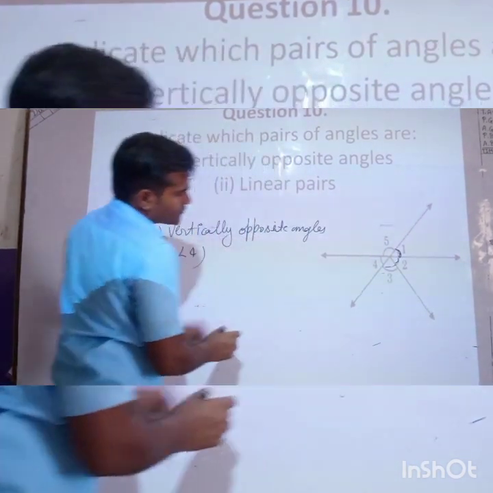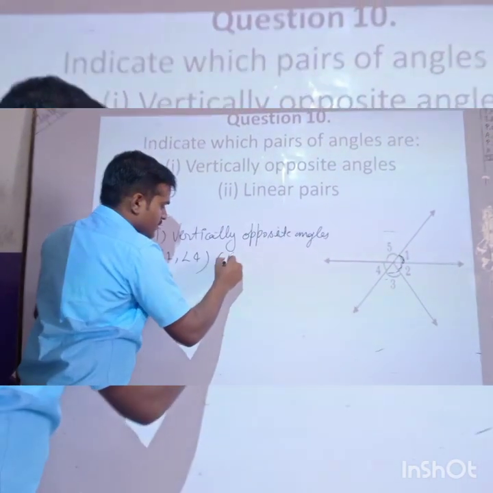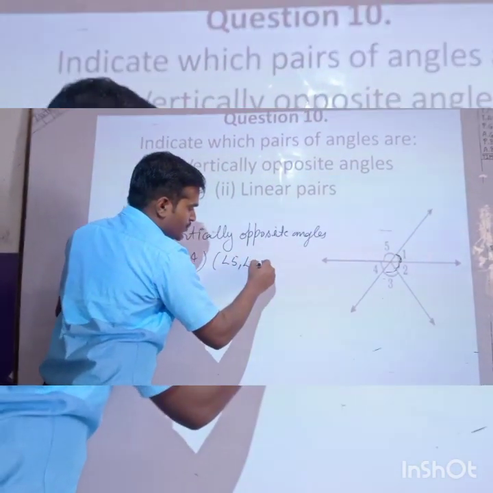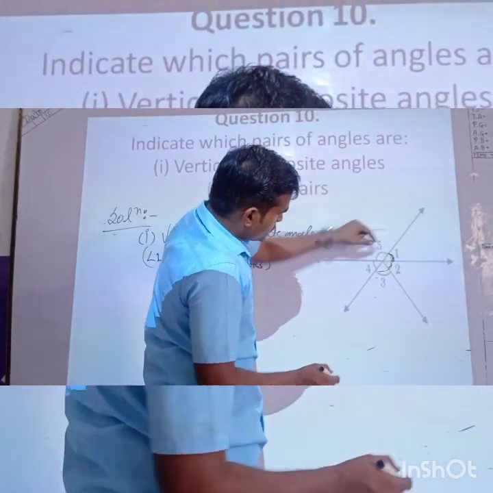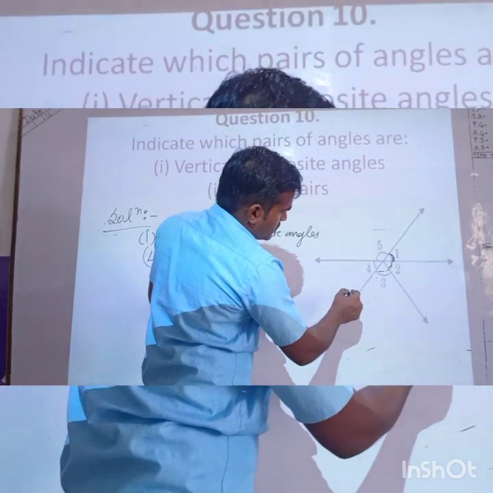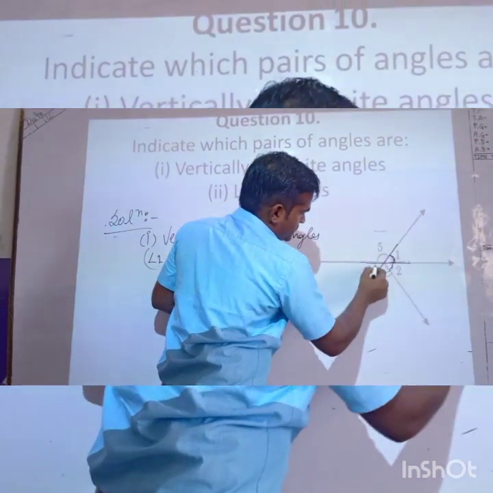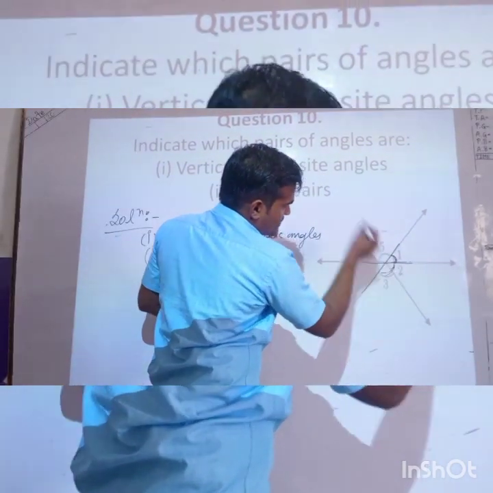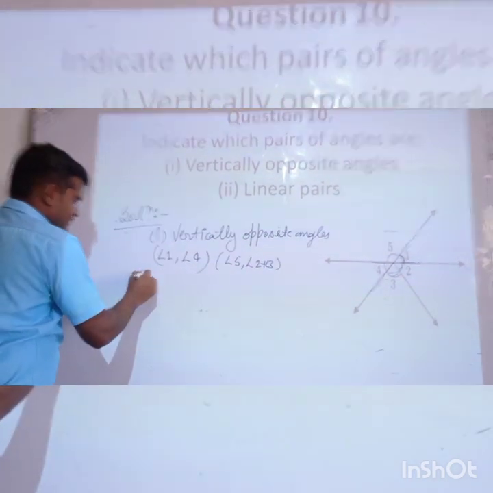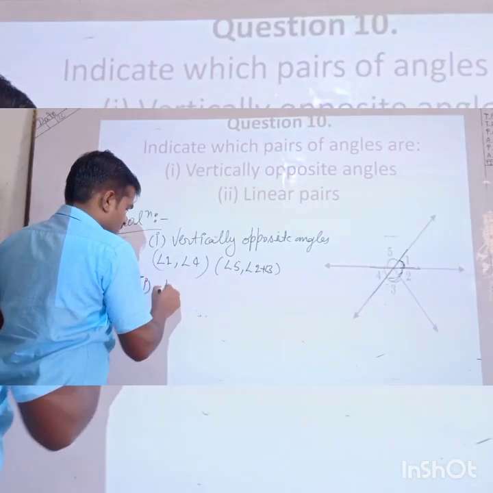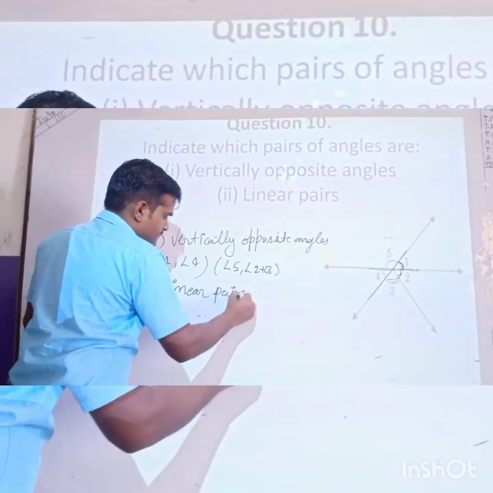So angle 5 and angle 2 plus 3, they are vertically opposite. Second are the linear pairs. You have to write the linear pairs. We have to indicate linear pairs.